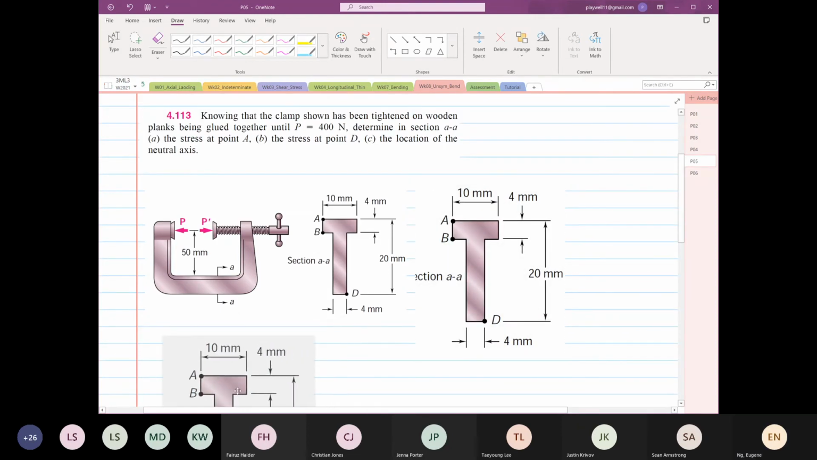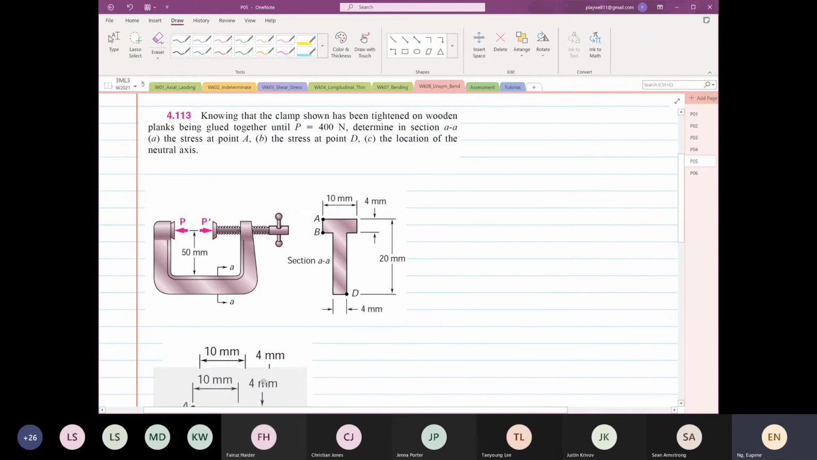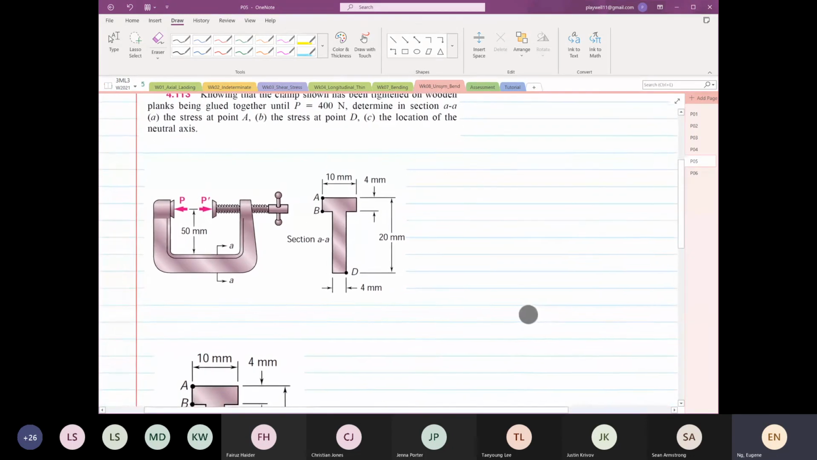Okay, so you can see that the clamp has been tightened on wood planks glued together with a load P equal to 400 Newton. Determine in section AA the stresses at point A, the stresses at point B, and the location of the neutral axis. Okay, so looking at this problem, right?